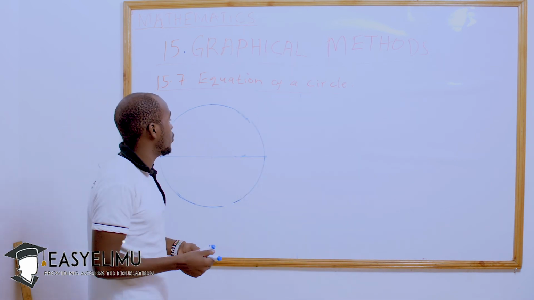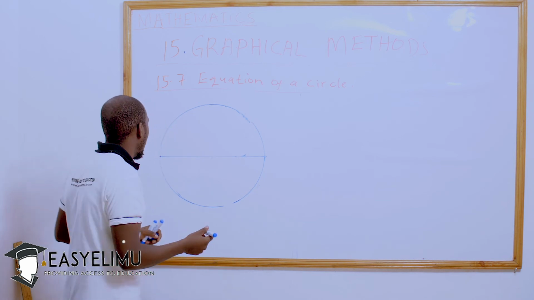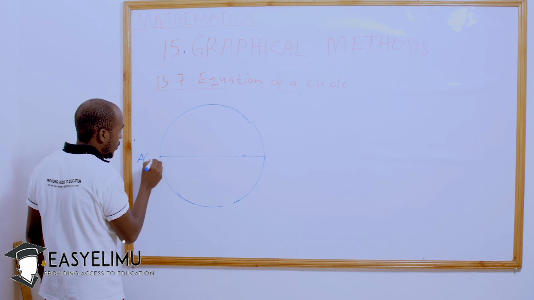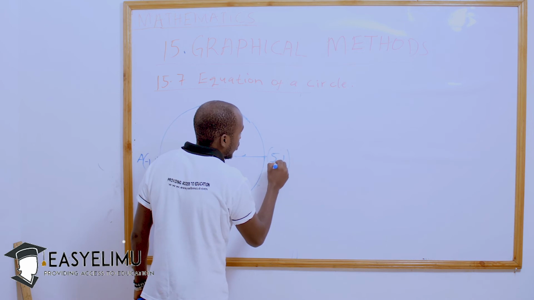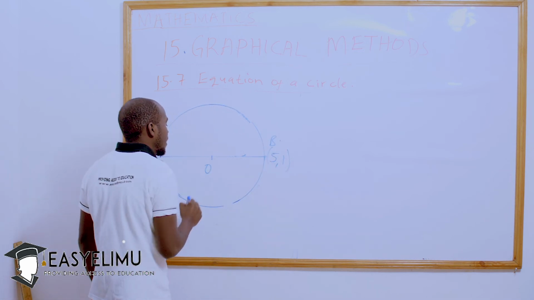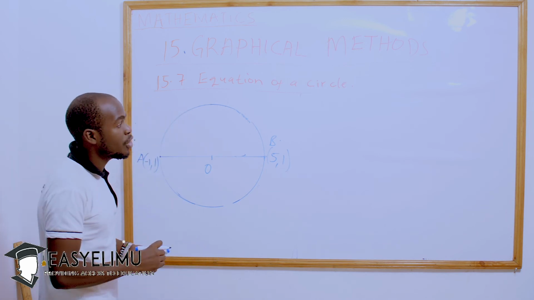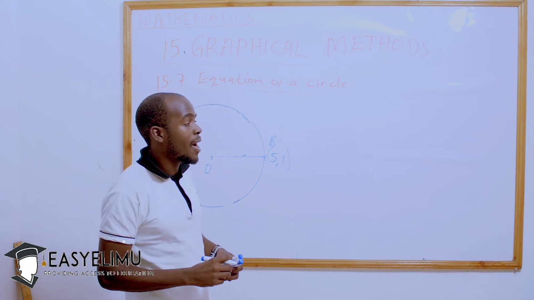Now we need to construct the circle, so we give the coordinates: A equals (-1, 1), and this one is (5, 1), and this is B. If this is the center, let's assign the center as O. We can find the center, and we know the radius is always the diameter divided by 2.